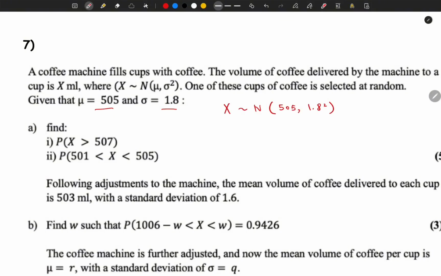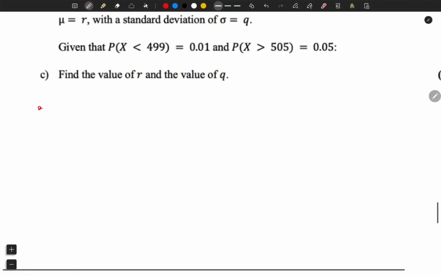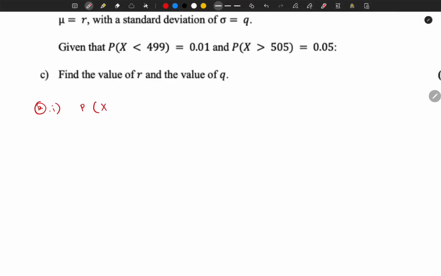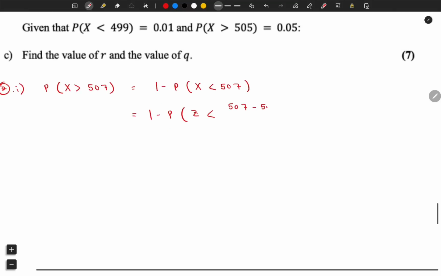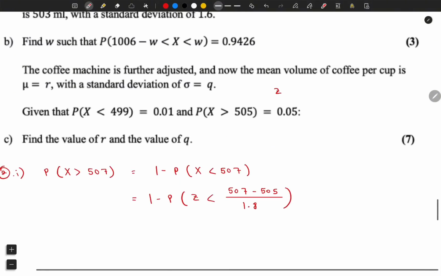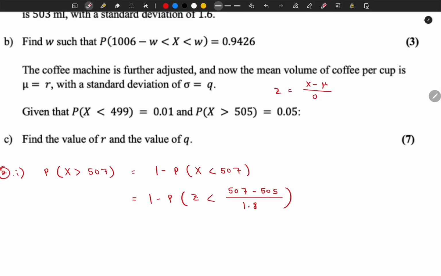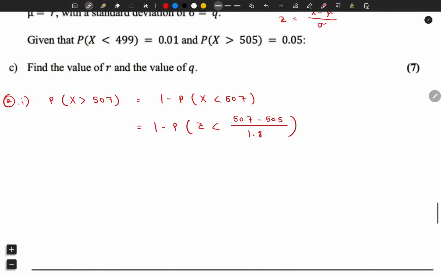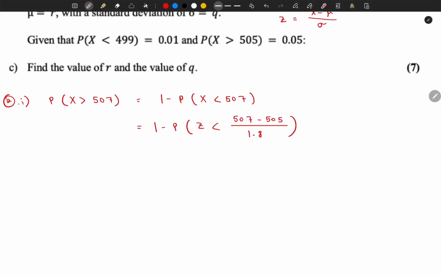So first of all, we need to find the probability for x to be greater than 507. So probability x is greater than 507. This can be written as 1 minus probability x is less than 507. And we need to convert this value of x into z. So we can write this as z is less than 507 minus the mean value, which is 505, divided by the standard deviation. And we converted this to z using this formula: z equals x minus mean over standard deviation. So this is equal to around 1.11.